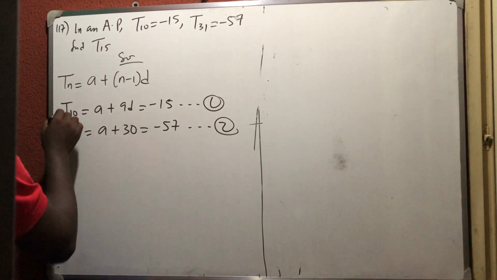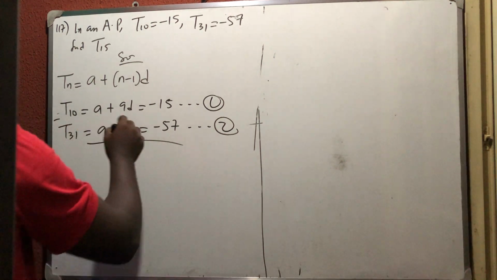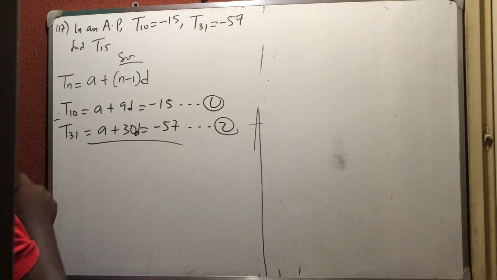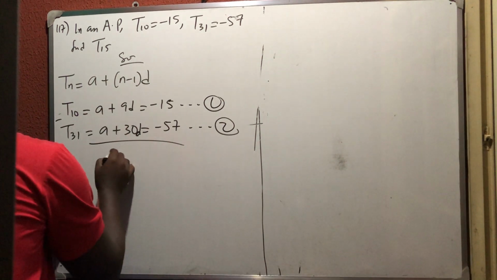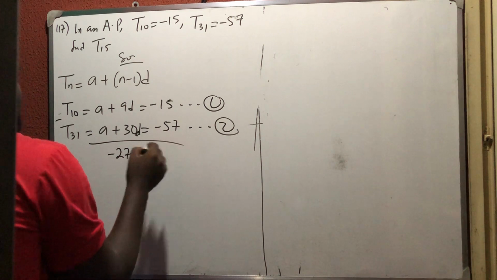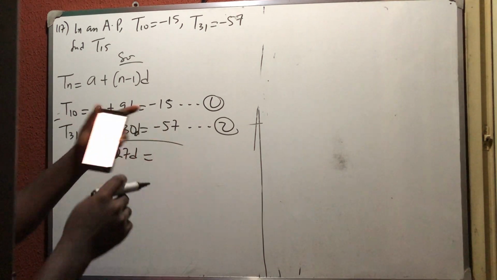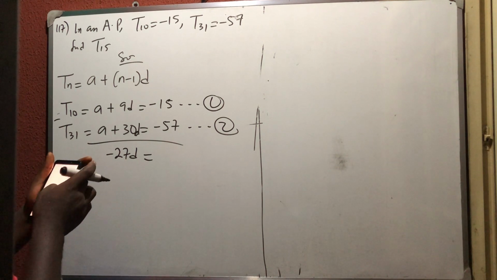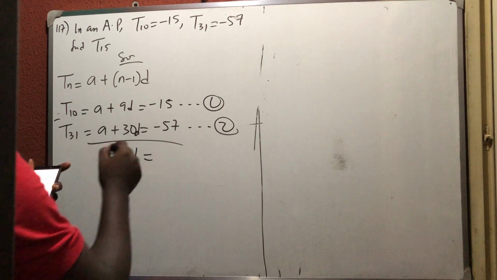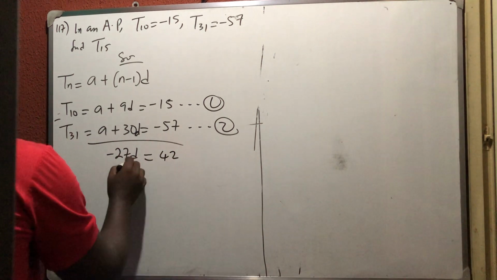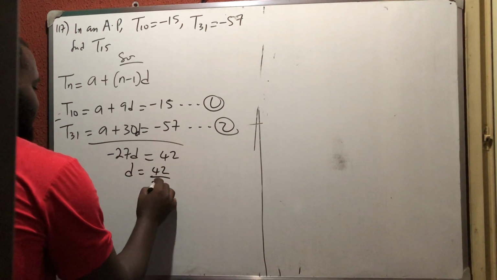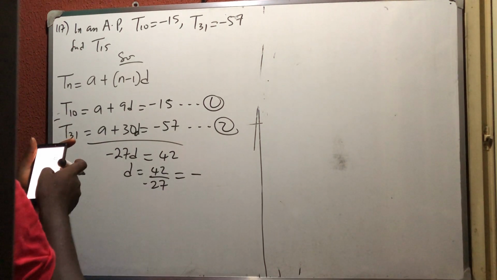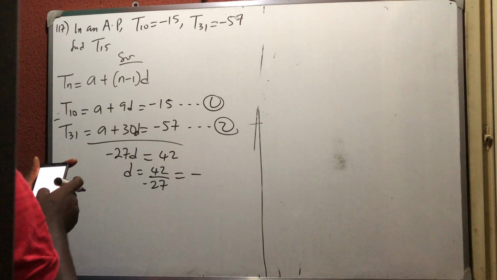So if I decide to subtract equation 1 from equation 2, okay? So a minus a is gone. So 9 minus 30 will give you minus 27d is equal to, minus minus is plus, 57 minus 15. 57 minus 15, so I'm having 42. Okay? So my d is equal to what? 42 divided by 27 with minus.